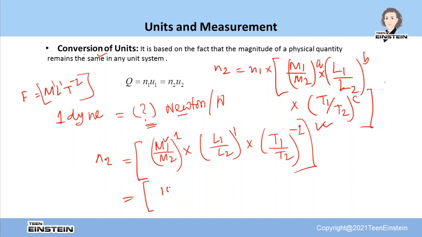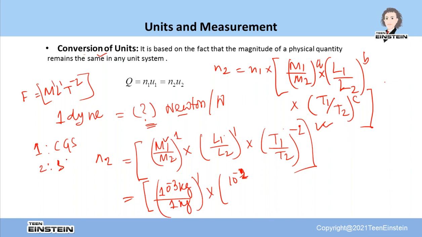So I have to write this quantity CGS in terms of SI. That means 1 gram means 10 to the power minus 3 kg. This is what I have to write now, and in this M2 I have to write 1 kg, whole to the power 1. Now this L1 I have to write 10 to the power minus 2, sorry, 10 to the power minus 2 meter means 1 centimeter. This is in CGS. The subscript 1 is CGS, and the subscript 2 is the SI unit.